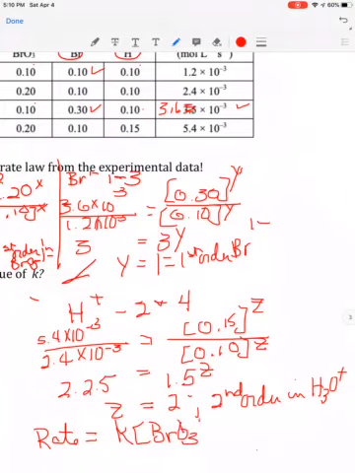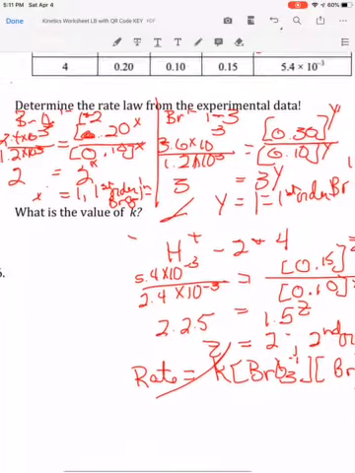To write the rate law for this problem, the rate is equal to lowercase k times [BrO3 minus 1] times [Br minus 1], these are both to the first power, and last but not least, [H3O plus], this is to the second power.